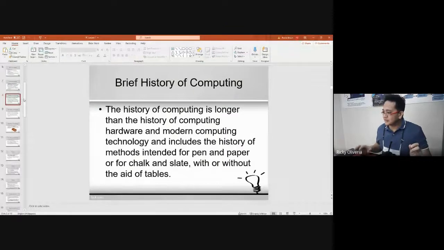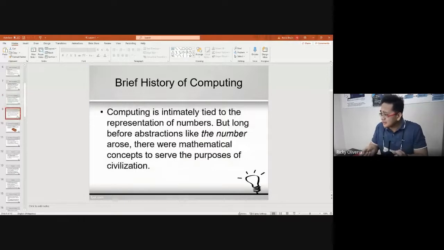Okay? So, let's have a brief history of computing. Matagal na yung computing, no? Okay? So, the history of computing is longer than the history of computing hardware and modern computing. Wala pa yung hardware and software na yan. Computing began matagal na. Okay? So computing is intimately tied to the representation of numbers, but long before the abstraction like the number arose, there were mathematical concepts to serve the purpose of civilization. So, lumabas yung computing because nag-i-innovate na. Gusto na ng mga tao maging civilized. Okay, meron nang kailangan mga computation.